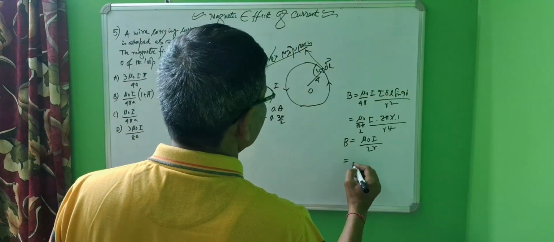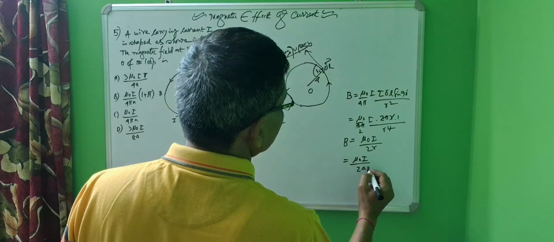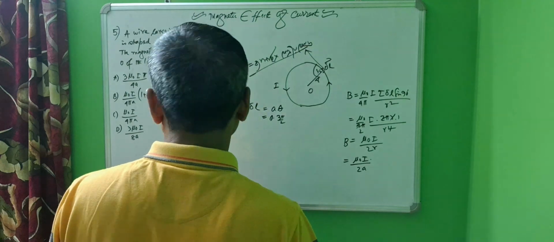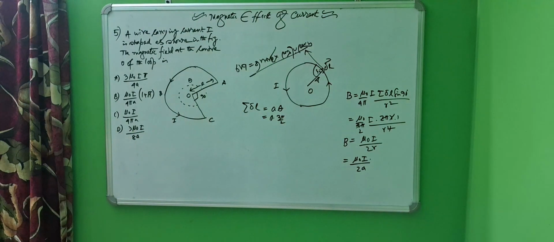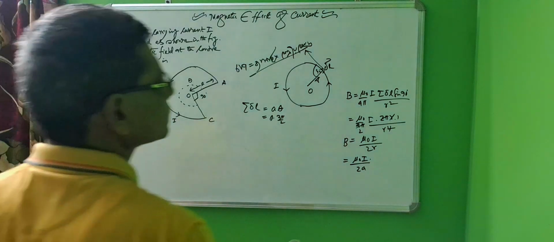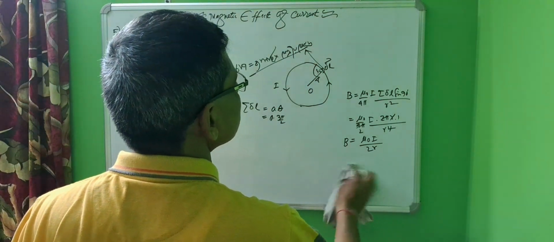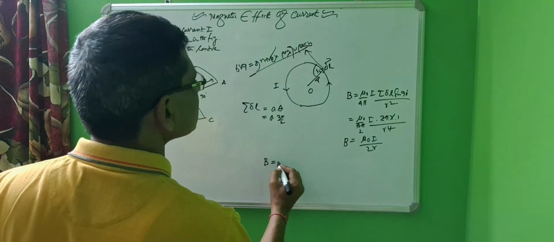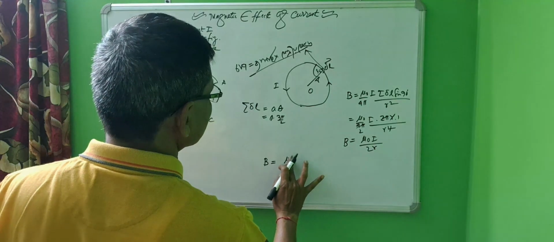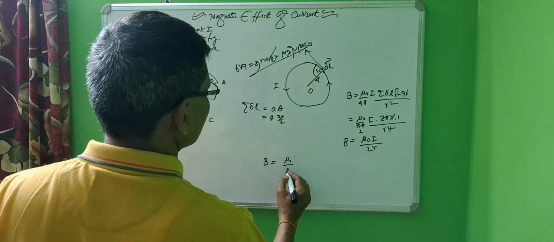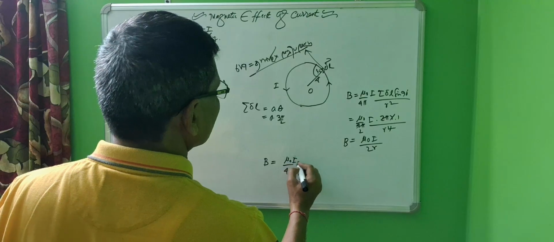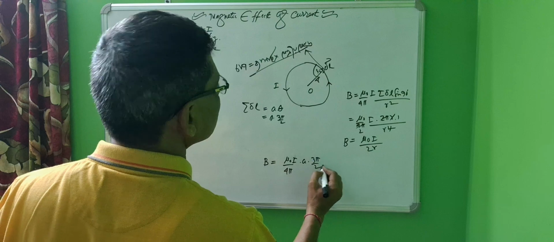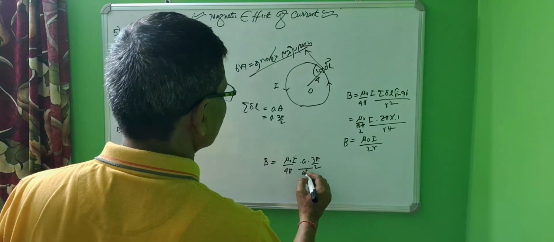So here it will be mu 0 I upon twice A... mu 0 by 4 pi, I, A into 3 pi by 2, this divided by A square.